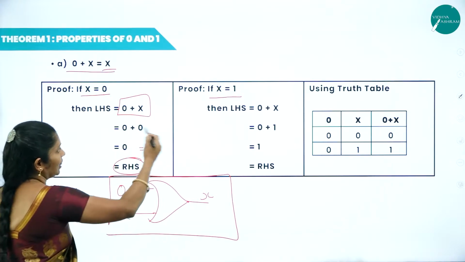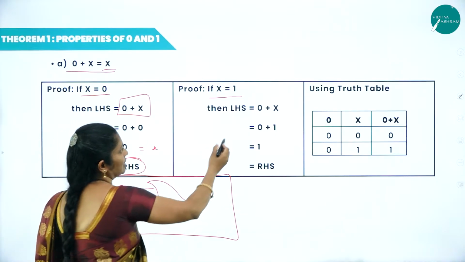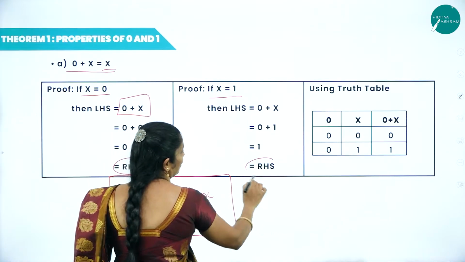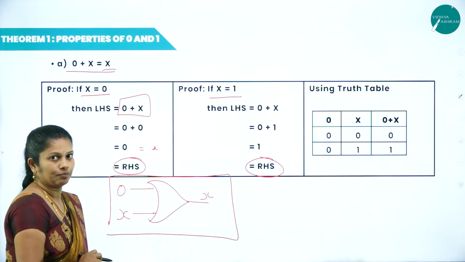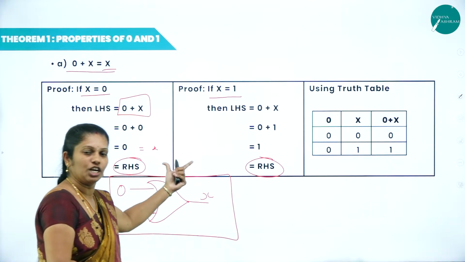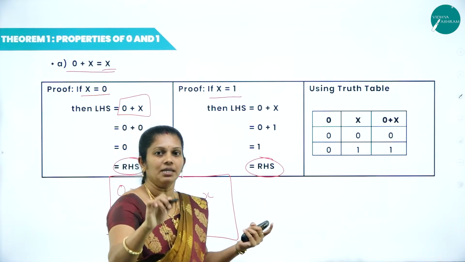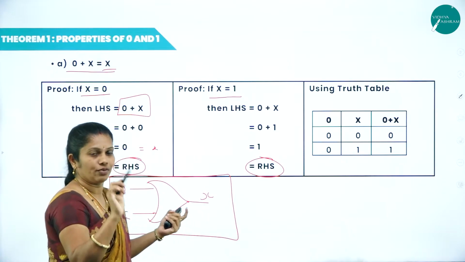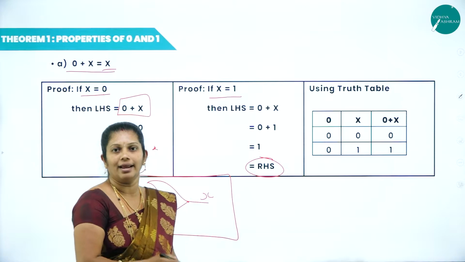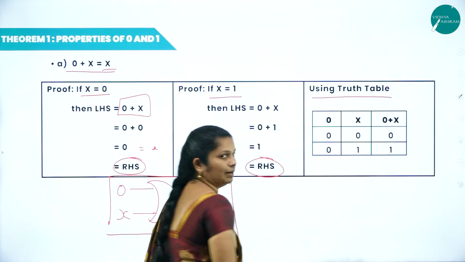Now is it clear? Then in the same way, when you are going to substitute x equals 1, then in the place of x we will substitute 1. Then 0 plus 1 is nothing but 1. That is same as your right hand side value. That means first you have written the circuit diagram. Then you have to prove that by using the perfect induction method. The perfect induction method is nothing but substituting in the place of x 0 one time and one more time in the place of x substituting 1 and then finding the result. Then next we will prove it by the truth table method.